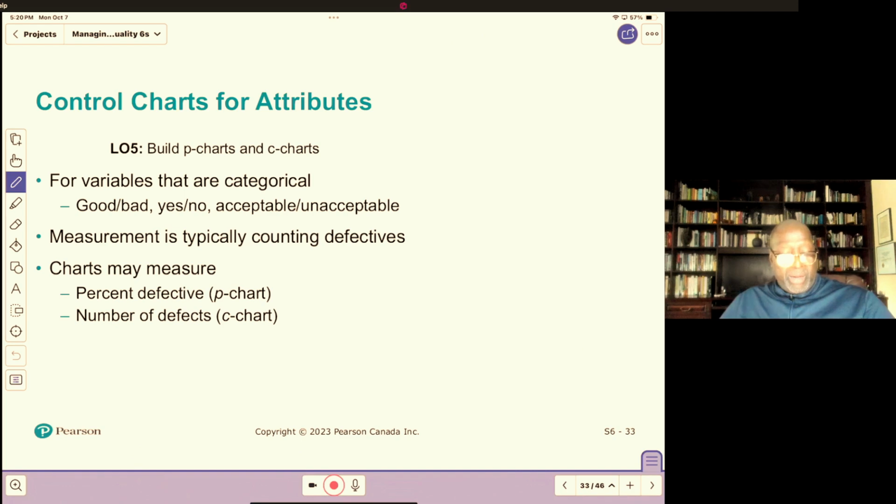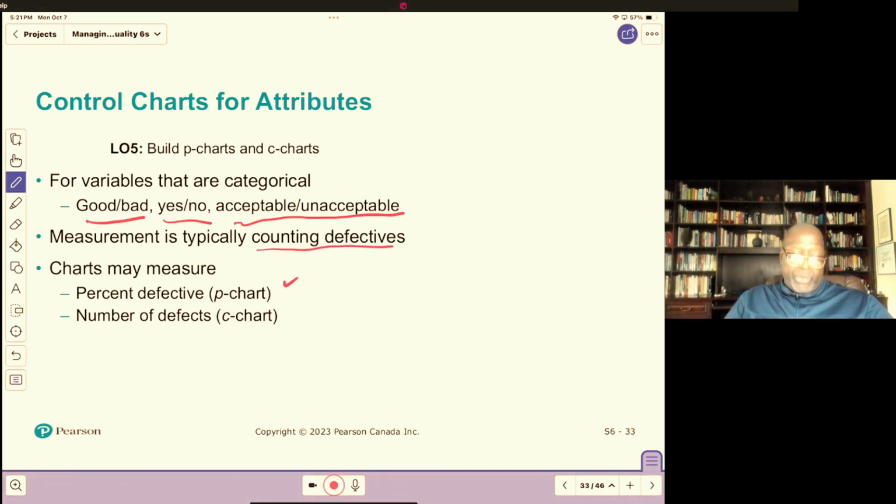All right. Now let's think about attributes. Remember we said attributes are parameters or observations that come from counting. So things like, how many good light bulbs are there? You know, how many students said yes to a particular activity versus no? How many of these shipments that we receive are either acceptable or unacceptable, right? So it's usually done by counting.